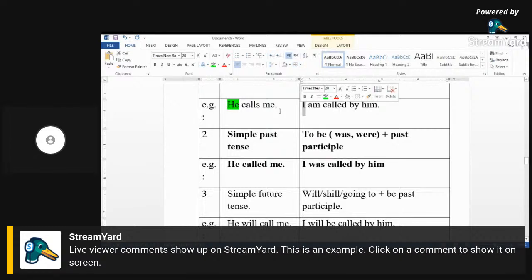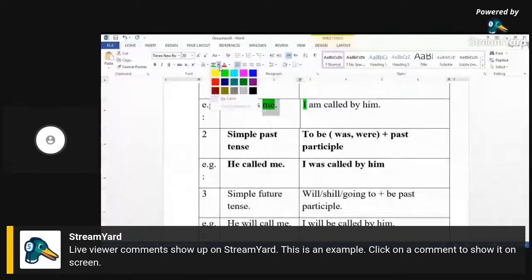So we change me into I. We change object into subject. Me is the object in this sentence, so we change it into the subject pronoun. The subject pronoun of me is I. Then we have a to be verb, as I mentioned earlier. And after that, we have the third form of the verb.